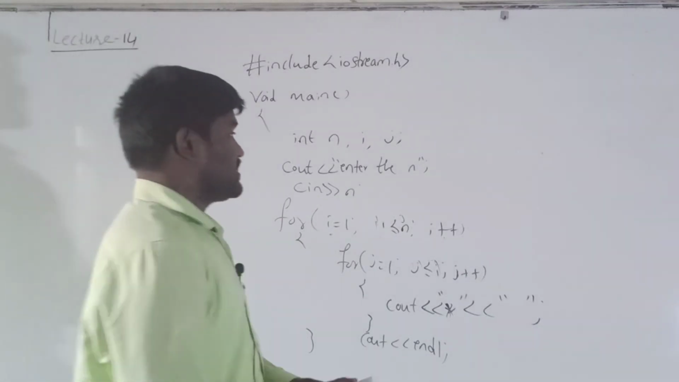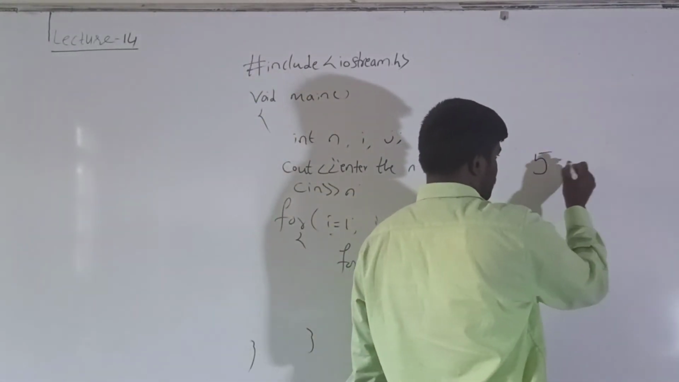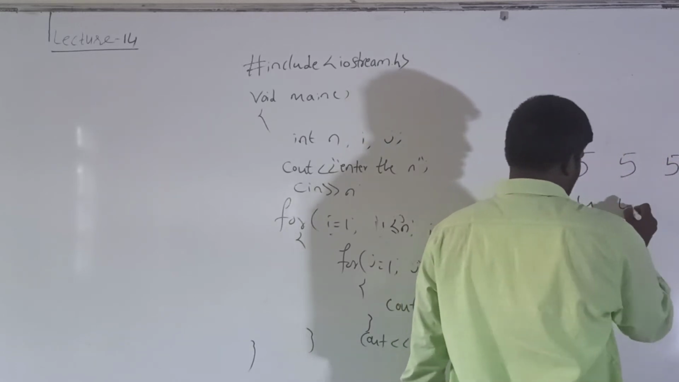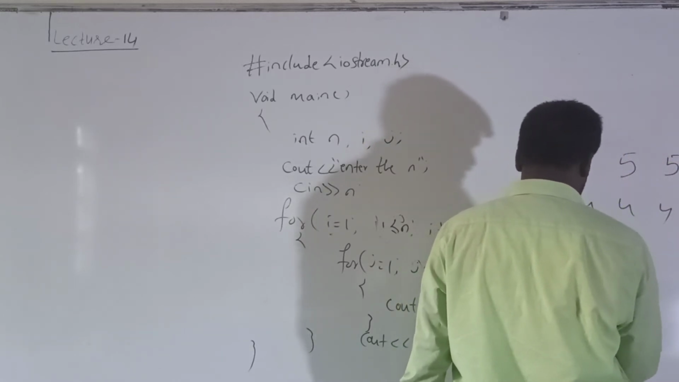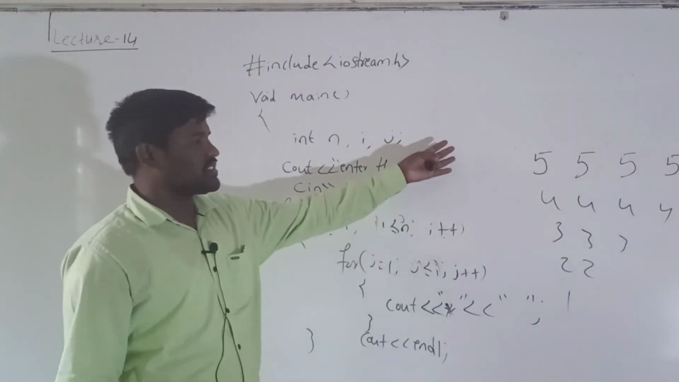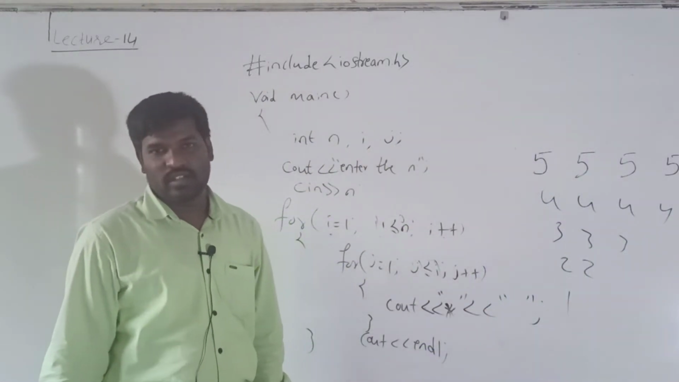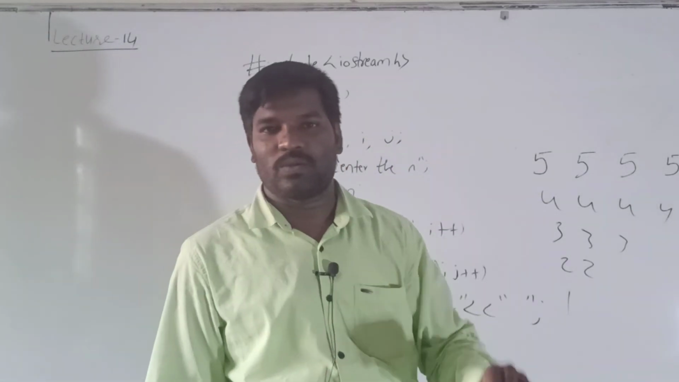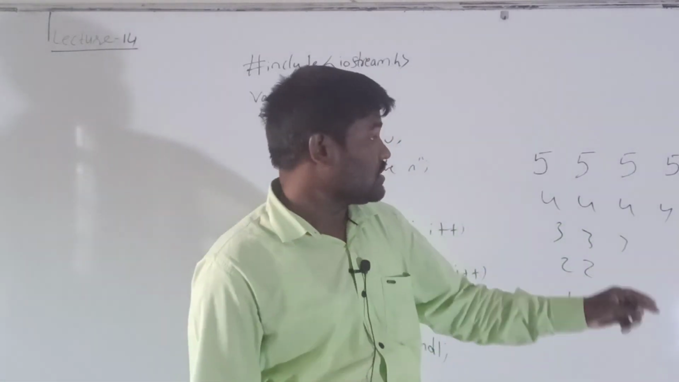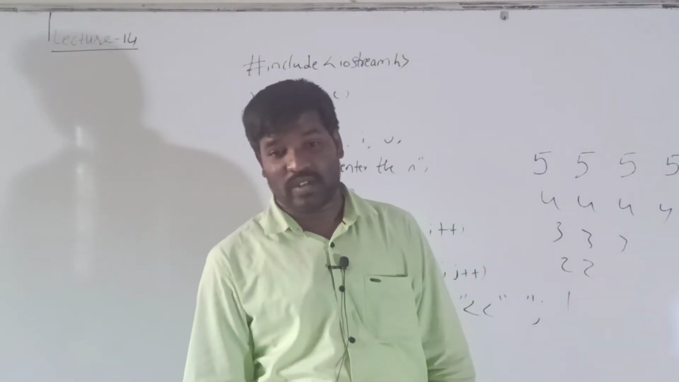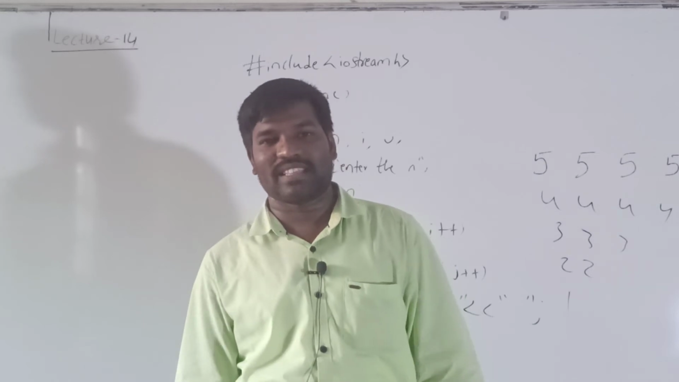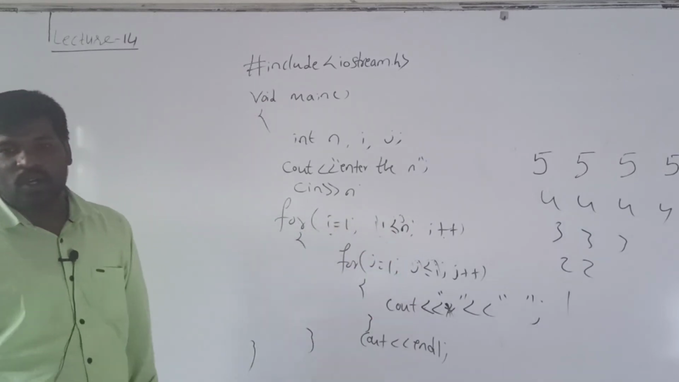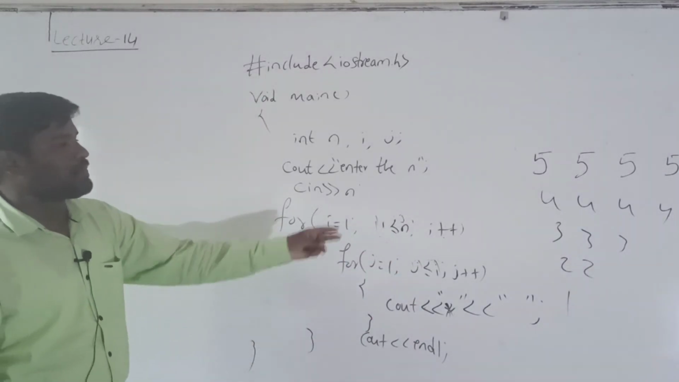So the next pattern is, see here, five times, 4 times, 3 times, 2 times, 1 time. In reverse order I have to print the values. If I give the input value as 5, the first line will print 5 times, the second line 4 times, the third line 3 times, the fourth line 2 times, and the last line 1 time. In this case we have to change the for loop because the pattern is different.